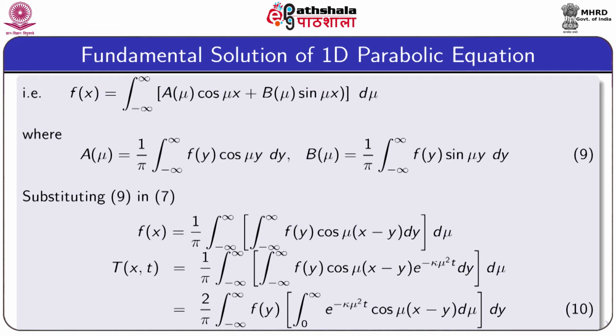Now, in this step we are interchanging the order of integration. So, it becomes equal to 1 by pi integration minus infinity to plus infinity f(y), integration 0 to infinity e to the power minus kappa mu square t cos mu (x minus y) d mu, dy. Now, we want to compute the integral which is written in this square bracket.